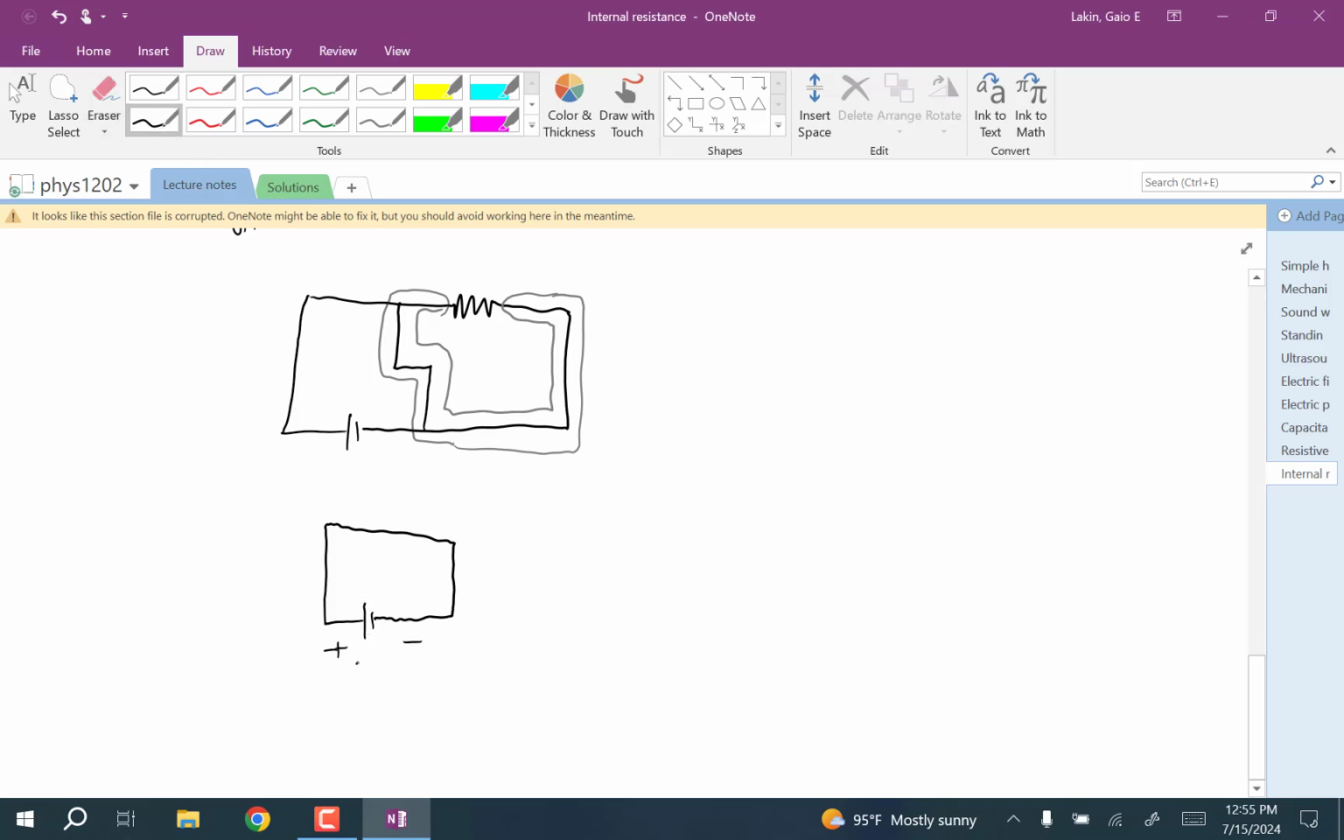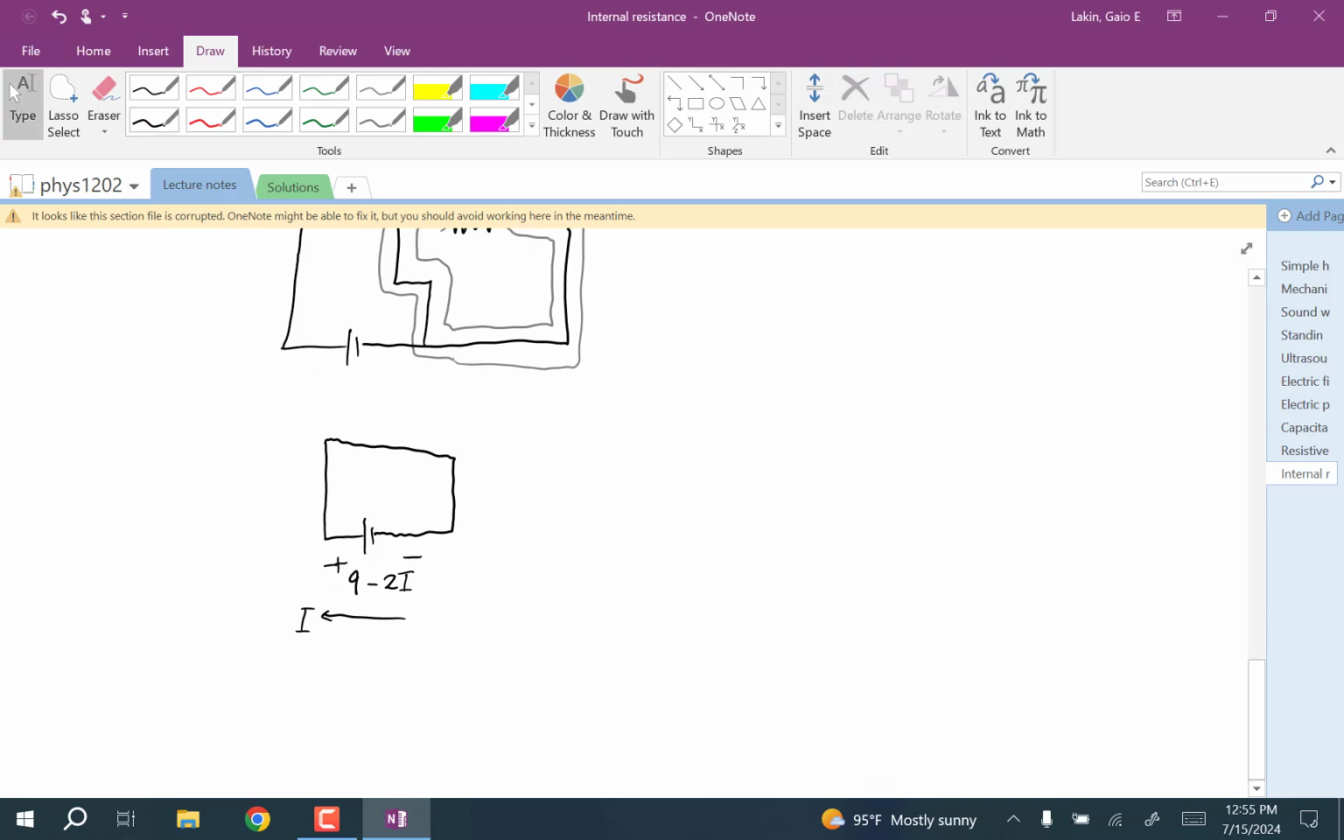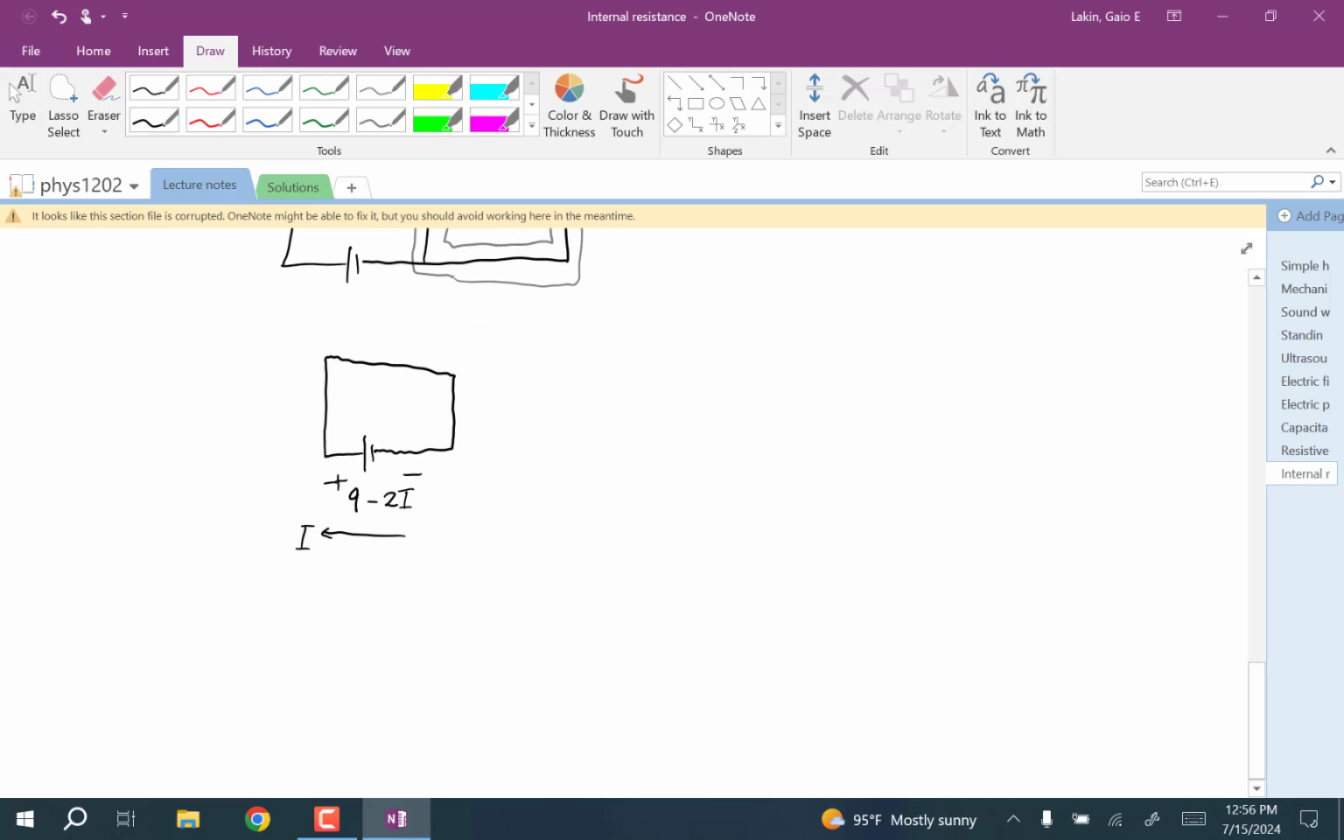So our voltage is 9 minus 2I, okay? And our current I is this way. If there was no internal resistance in the battery, this would be an infinite current. But our battery can't provide an infinite current. So this internal resistance idea allows us to calculate the maximum current.